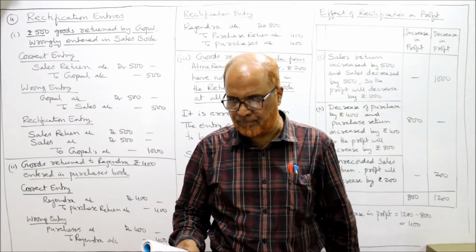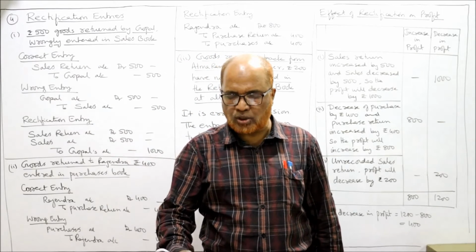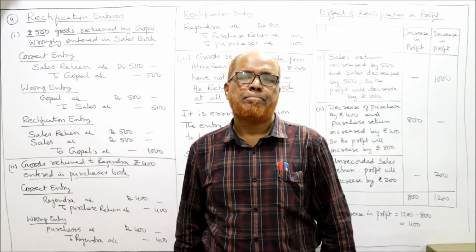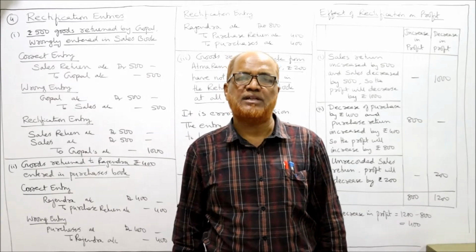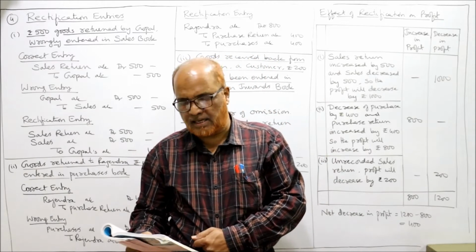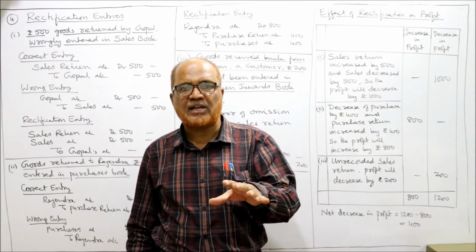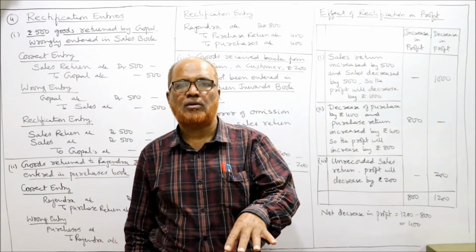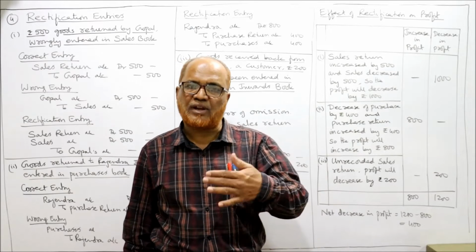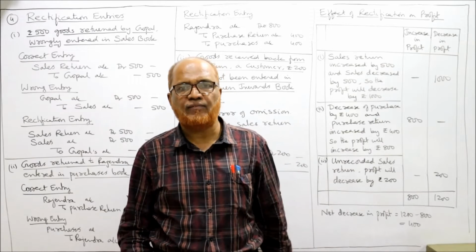Fourth problem: rectify the following errors showing their effect on the profits of the concern. So two things we have to attempt here. The first is to rectify the errors. Three errors are given, we have to rectify them. Secondly, after rectifying the errors, what is the effect on profit? That we have to show.